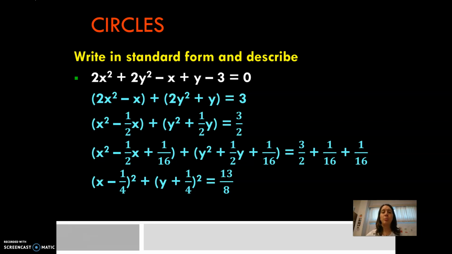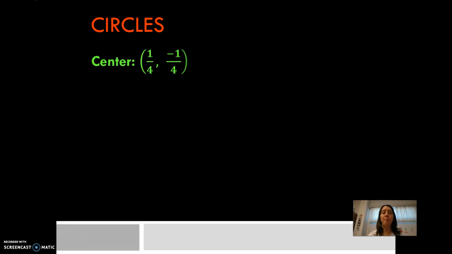Well, where do I get those pieces that I can describe it? The center as well as the radius. The center of your circle is located inside of your parentheses, again, picking out the opposite. That means the center of our circle was located at 1/4, comma, negative 1/4. To find the radius, we have to square root the right side of our equation. I took that 13/8 and I square rooted, and that was about 1.27. Again, you can see based on those pieces of information why we're not graphing on this kind of problem.